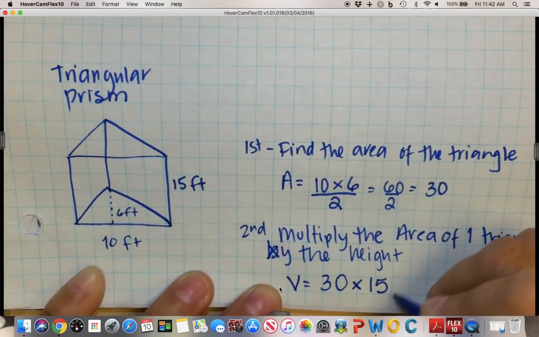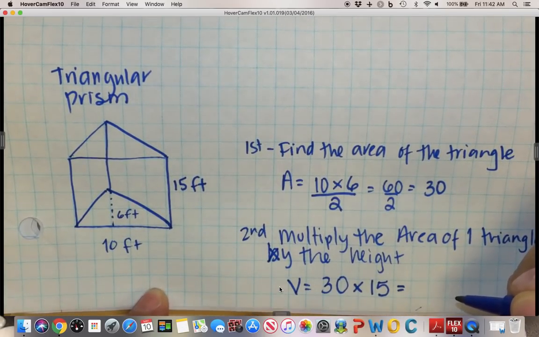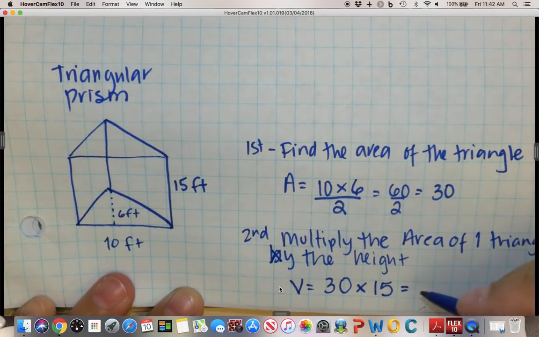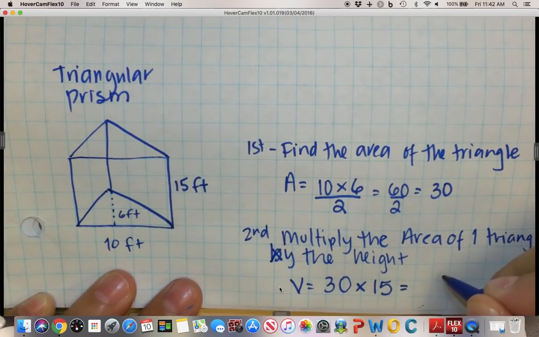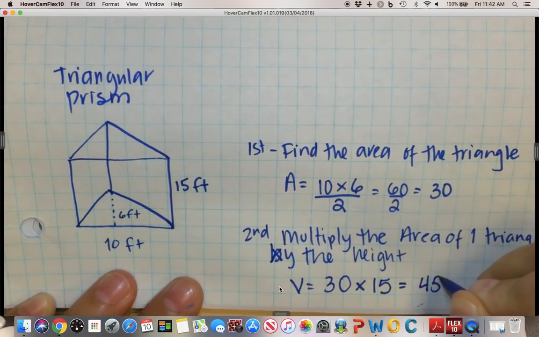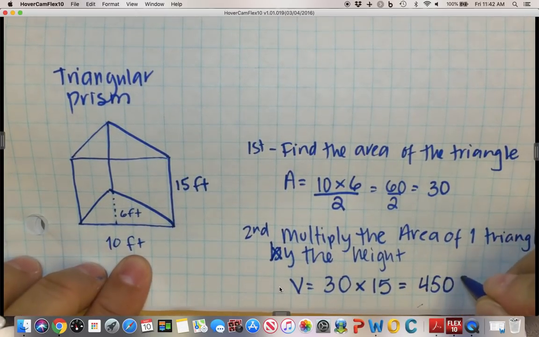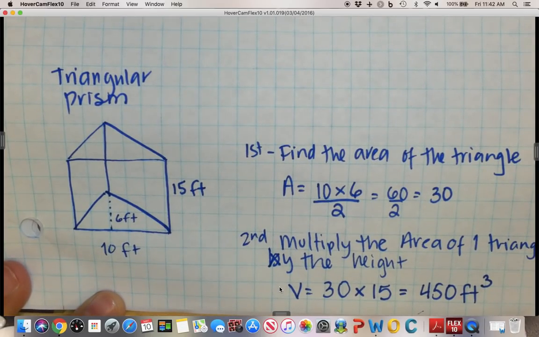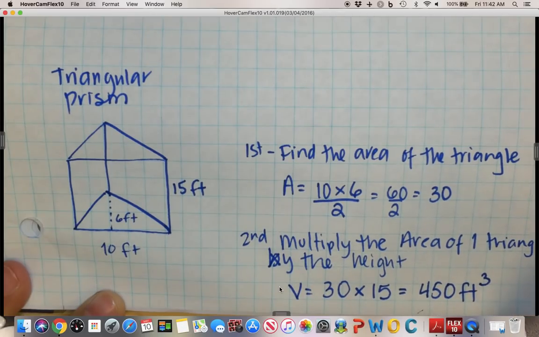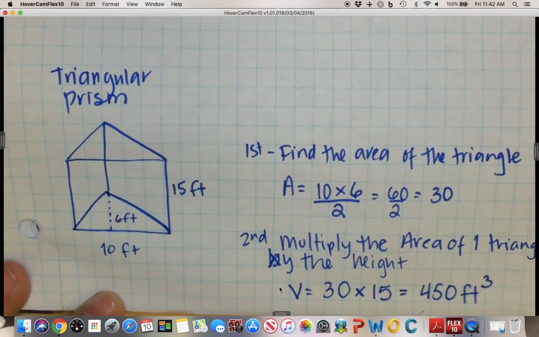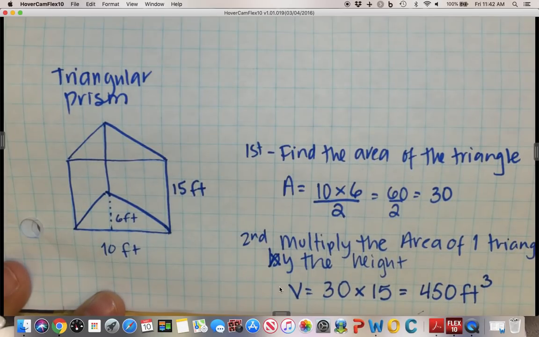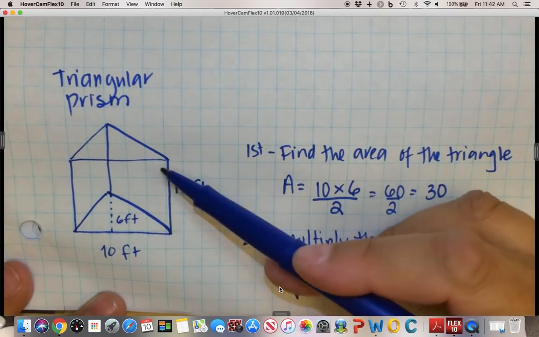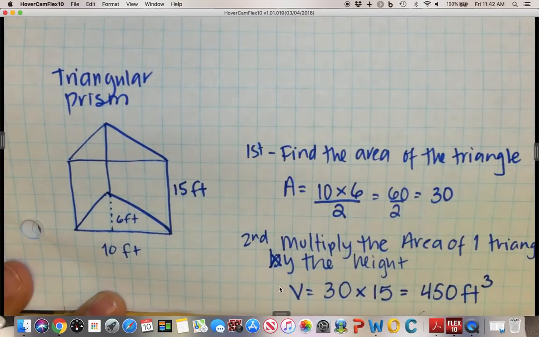And yes, we are only multiplying two numbers here, but we're still going to use cubed because in the end it's really three numbers. So 30 times 15 is 450 feet cubed. And that would be our answer. Cubic feet. So the area of one triangle multiplied by the height gives us the volume.